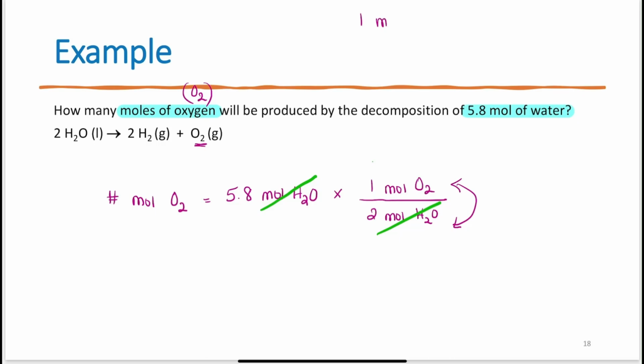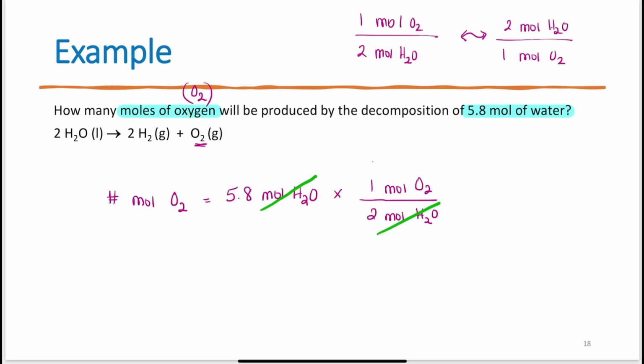Because again, you could write this as 1 mole of O2 divided by 2 moles of H2O, but you could also write this as 2 moles of H2O to 1 mole of O2. They're equal to each other. They're both equal to 1. And students will often write them backwards. So I recommend making sure your units are canceling so that you don't write them backwards.